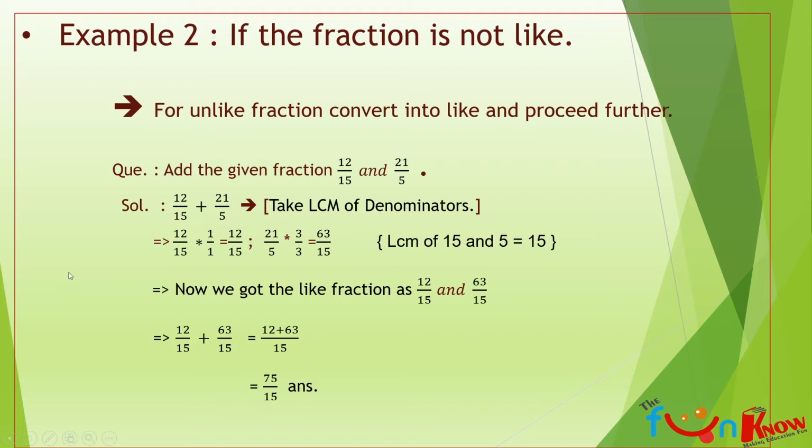This is a question where you have to add the given fractions. As you see, the denominators of both the terms are different, which means it is an unlike fraction. What you will do, our next step, is to convert the unlike fractions to like fractions. So for 12 by 15 and 21 by 5, you take the denominators and find the LCM of the denominators. If you find the LCM of 15 and 5, it is 15 itself.